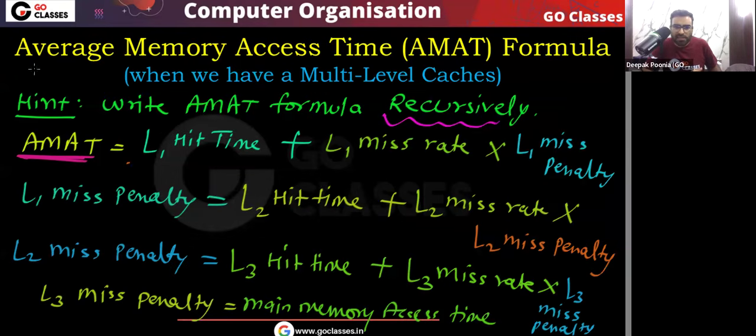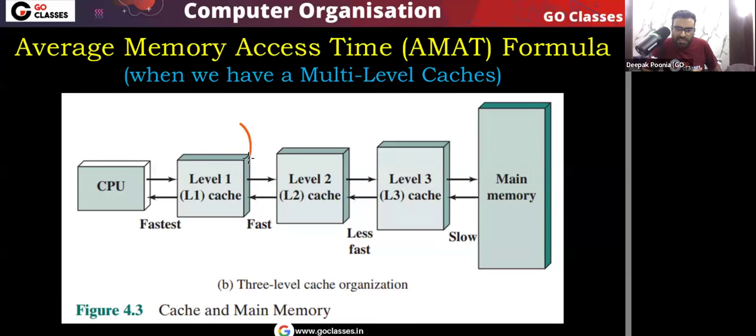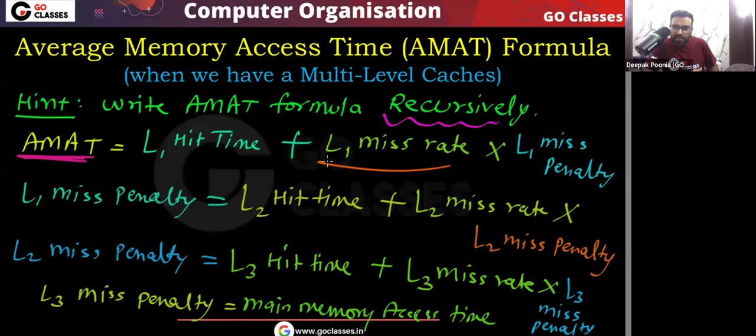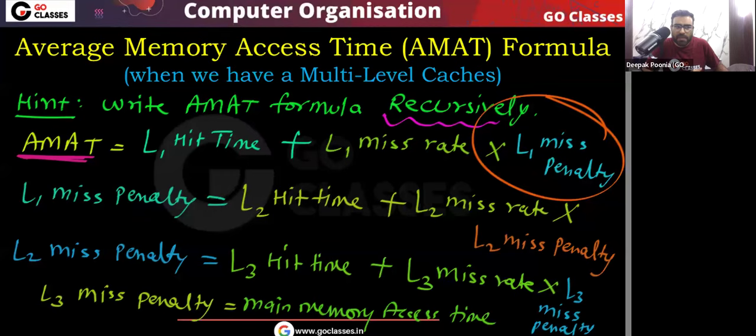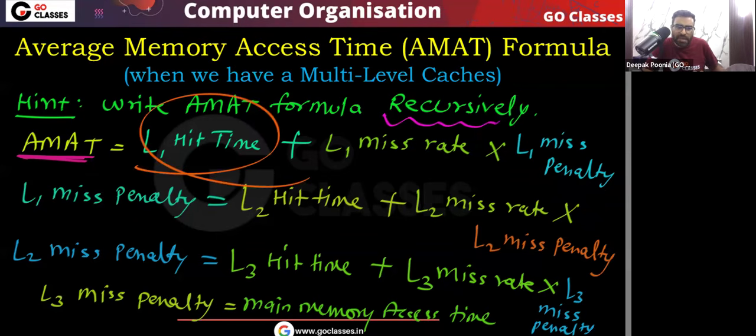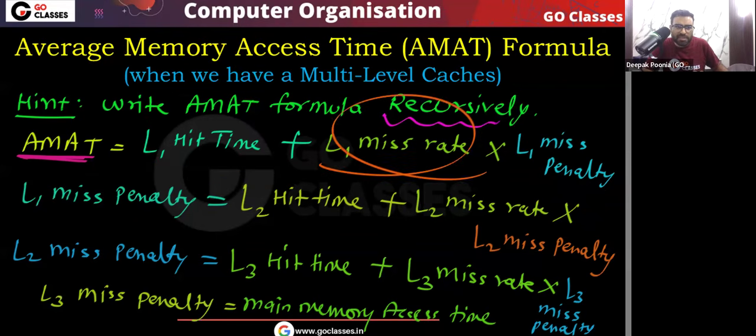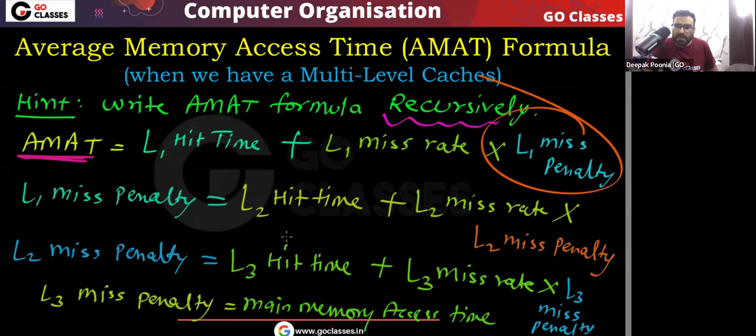So I can say this L1 hit time plus, when there is a miss in the L1, that is L1 miss rate multiplied by the entire extra time taken to access, that is called L1 miss penalty. So you can see the formula is actually very simple: L1 hit time plus L1 miss rate into L1 miss penalty. But this L1 miss penalty we can write recursively.